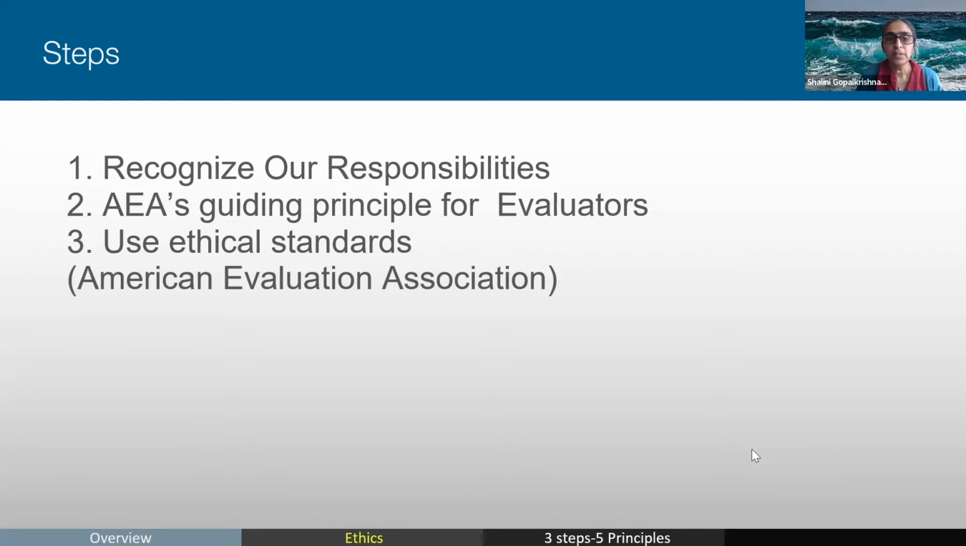Then there are guiding principles. Now, we are going to use the AEA, but at the end of the session I will also give you access to all the other guiding principles. There's Africa, Australia, Canadian, and all the others. So depending on which country you are working in, you can use those guiding principles. And how do we use our ethical standards? So the three things: one is you recognize your responsibilities, that you have power to do good, to be ethical. Second is use your guiding principles, and then use the actual ethical standards.